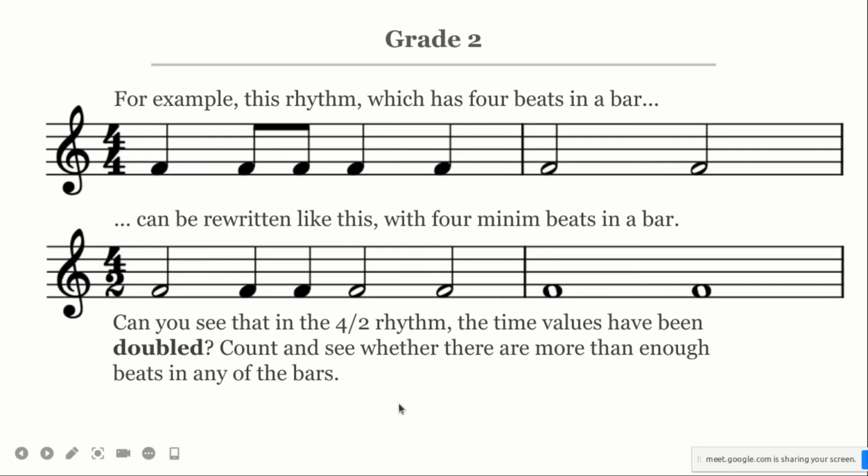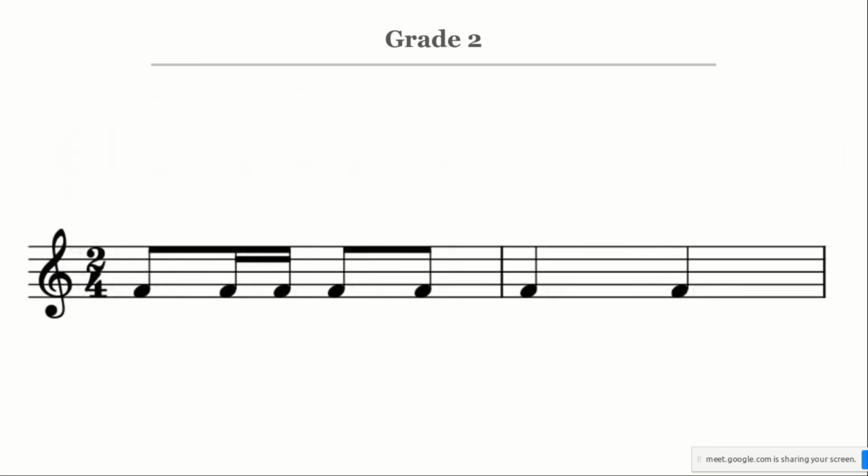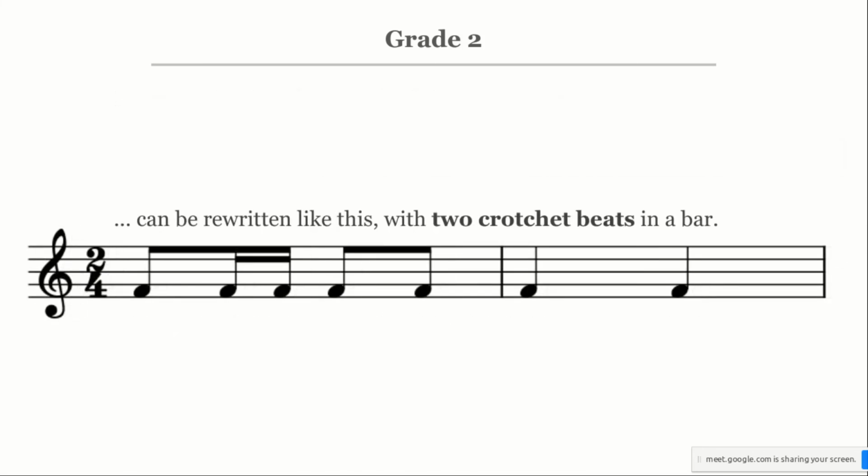Are you getting the point? So you should be able to count the 4/2 and see that there are 4 minims in a bar, and you should be able to count the 4/4 and see there are 4 crochets in a bar. But these rhythms will be played exactly the same way. Alice, are you following? Is it making sense? Yes, I'm following.